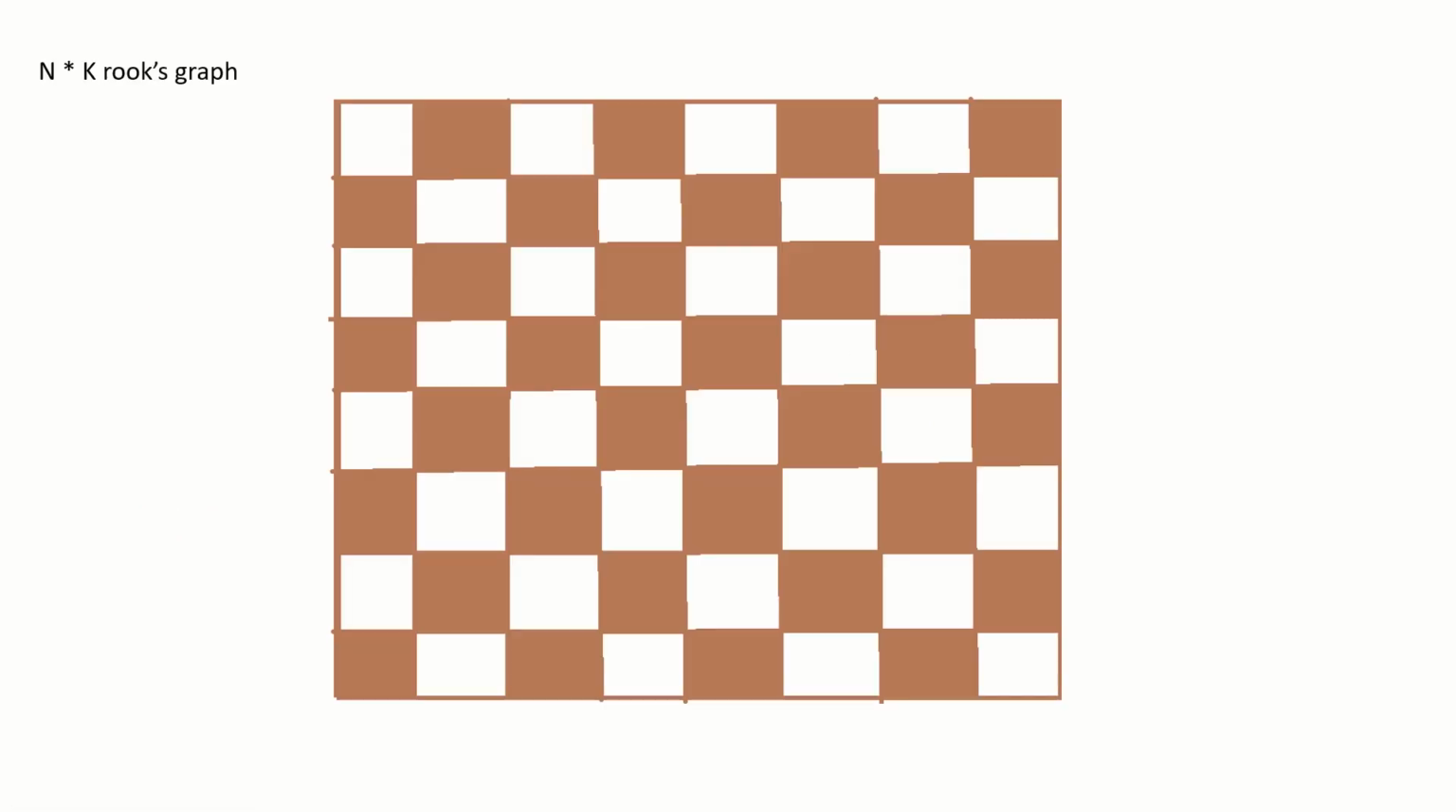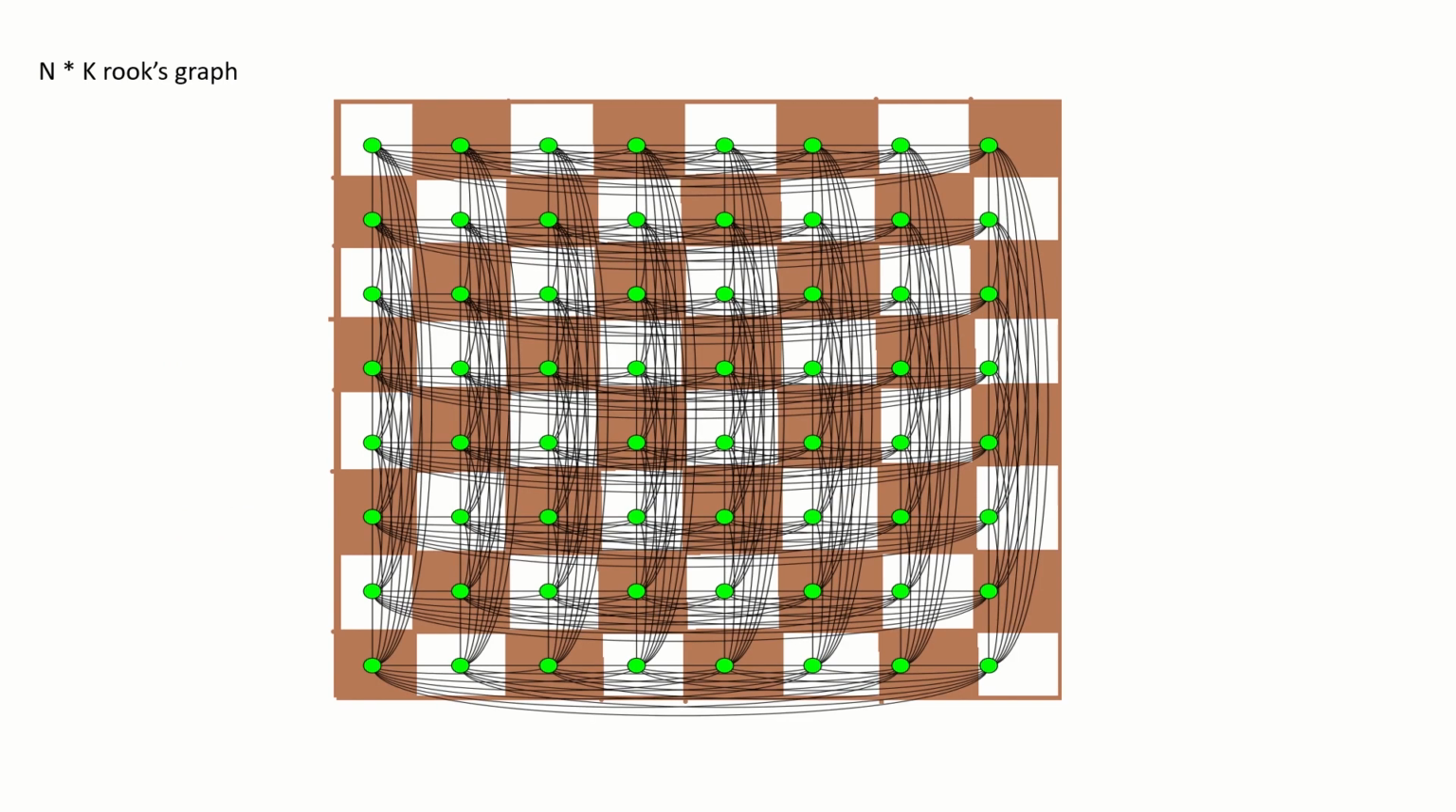An n by k Rook's graph is a specific type of graph whose vertices represent squares on an n by k chessboard, and whose edges represent all possible legal moves of a rook on that chessboard. In other words, the connections between two vertices in a rook graph represent a legal move for a rook to move from one square to another square on the chessboard.